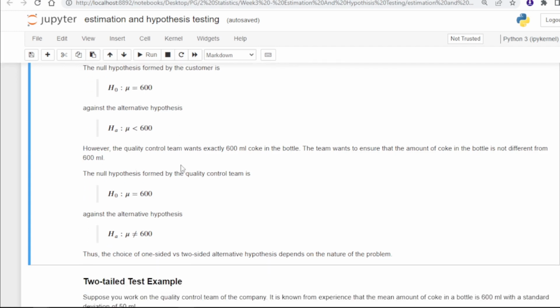However, the quality control team wants exactly 600 ml of Coke in the bottle. So the team wants to ensure that the amount of Coke in the bottle is not different from 600 ml, right?